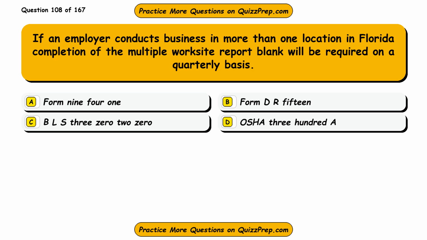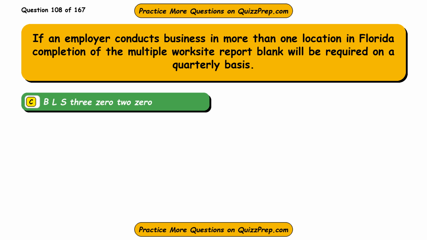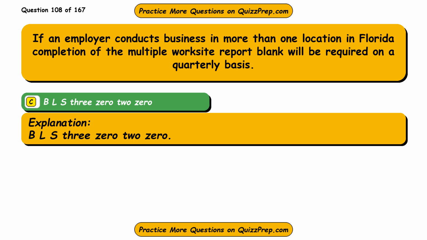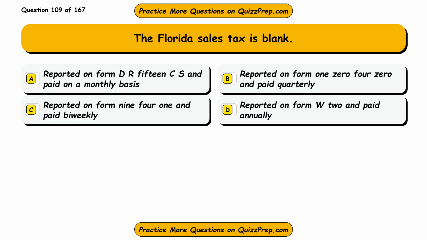Question 108. If an employer conducts business in more than one location in Florida, completion of the multiple worksite report blank will be required on a quarterly basis. Option A, Form 941. Option B, Form DR15. Option C, BLS 3020. Option D, OSHA 300A. The correct answer is option C, BLS 3020. BLS 3020.